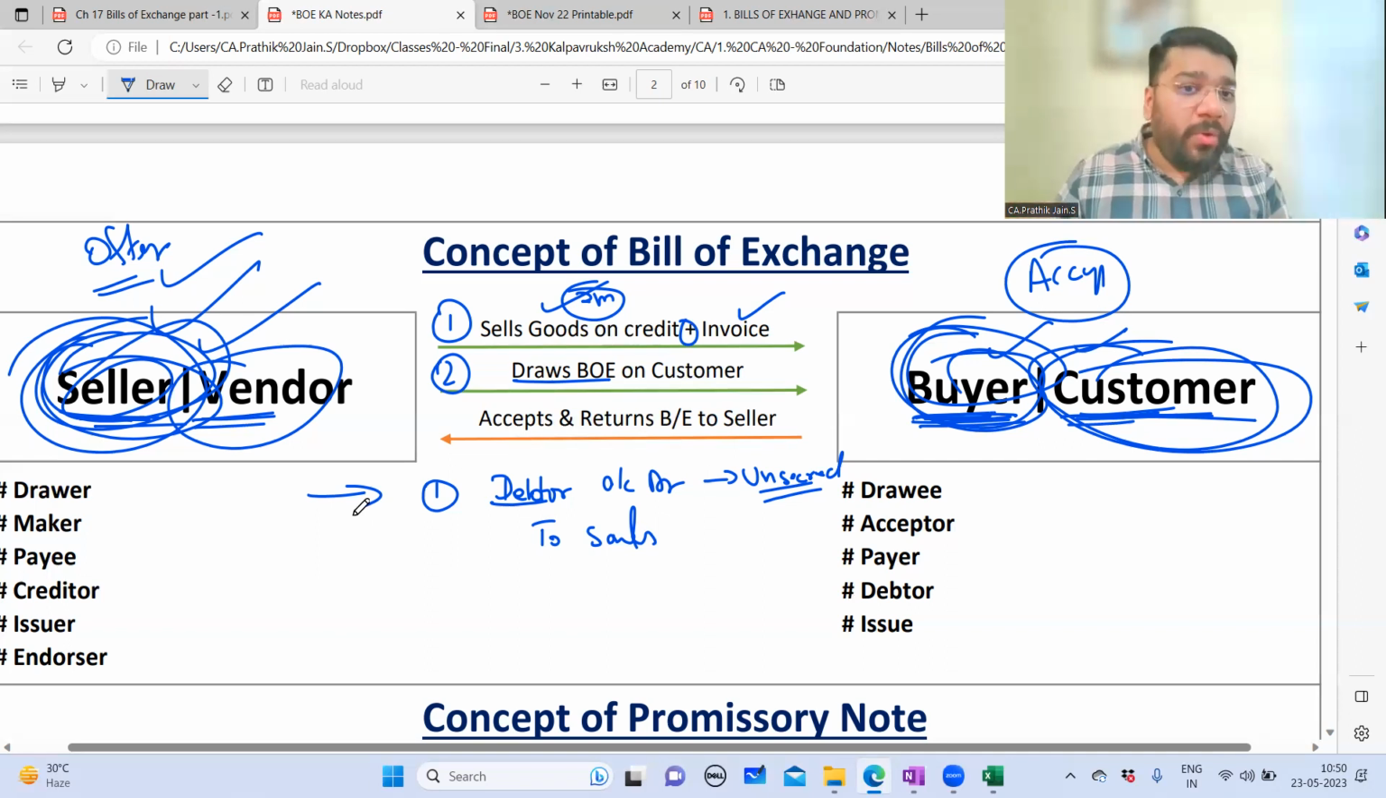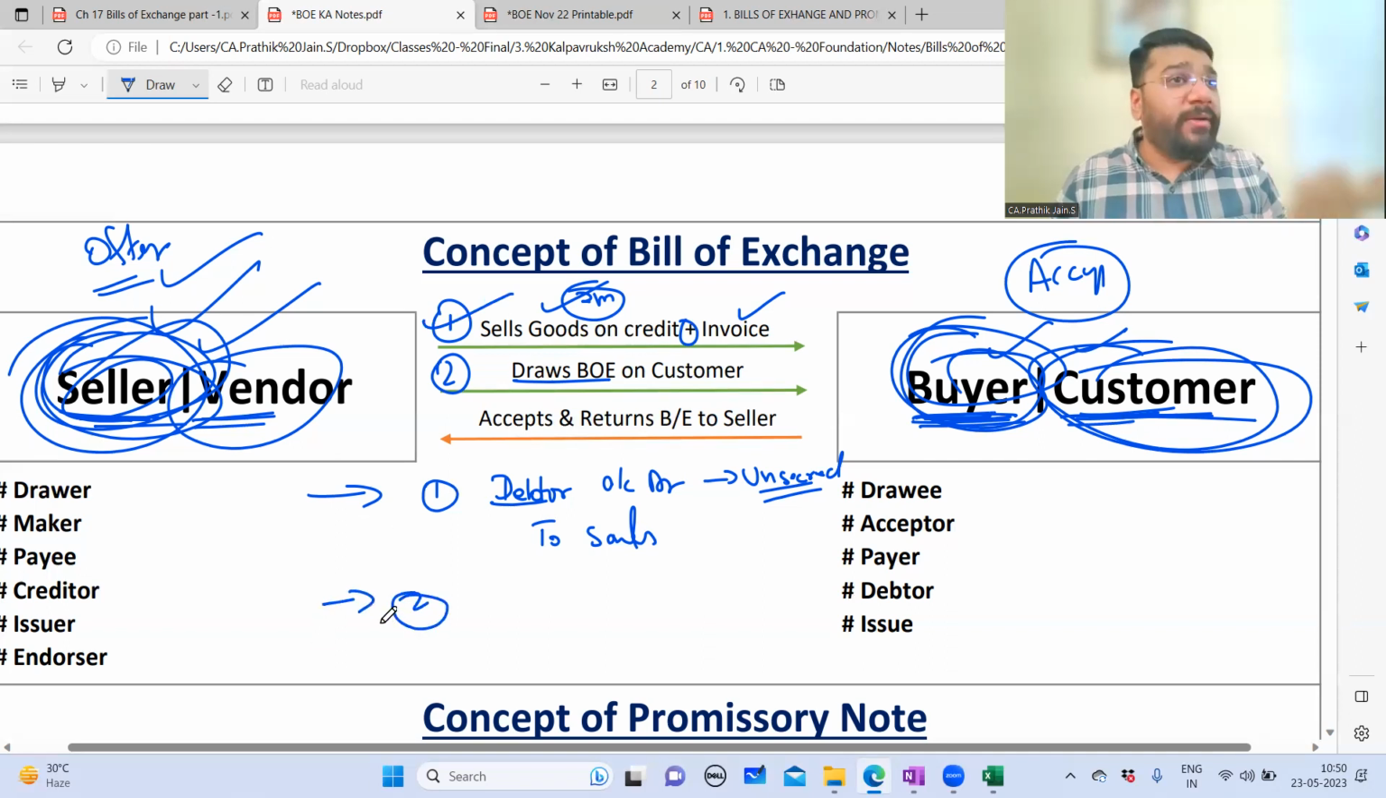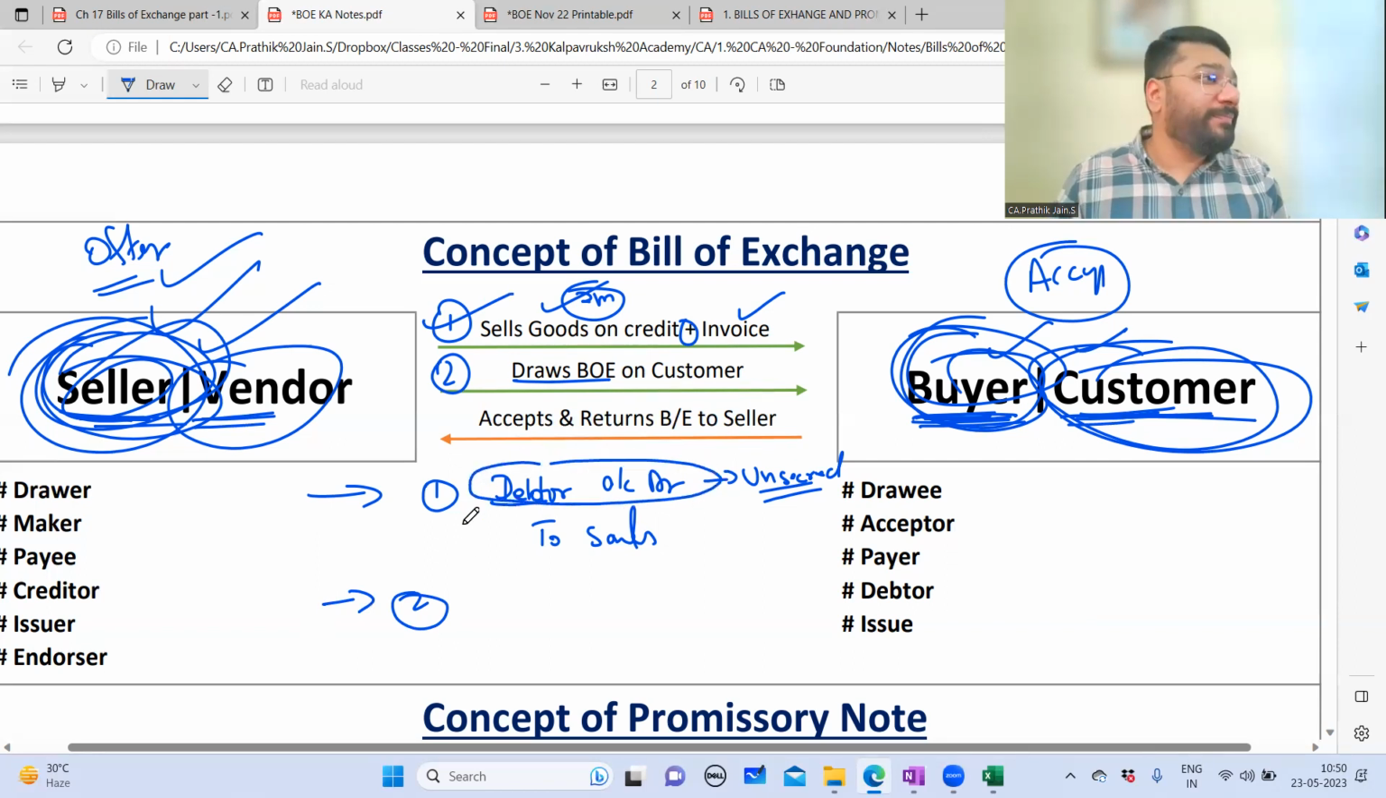So when the first transaction is entered, guys, when the goods are sold on credit, at that time, you will pass the entry debtor to sales. Immediately when a bill of exchange has been executed, now the debtor has become secured, so I need to cancel this debtor. Debtor is an asset. To cancel an asset, I have to put the asset in credit. So in place of that, what will I put as debit?